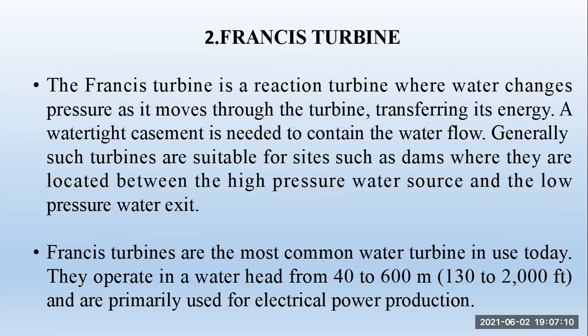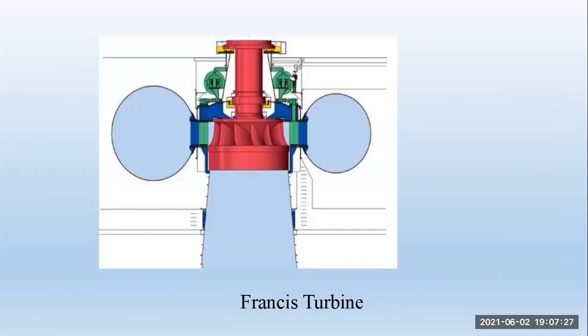Francis turbines are the most common water turbine in use today. They operate in a water head from 40 meters to 600 meters and are primarily used for electric power production. This is a figure for the Francis turbine.